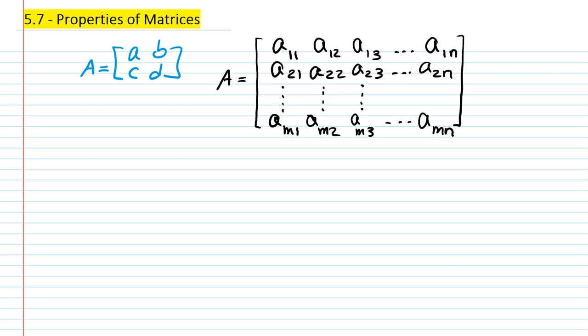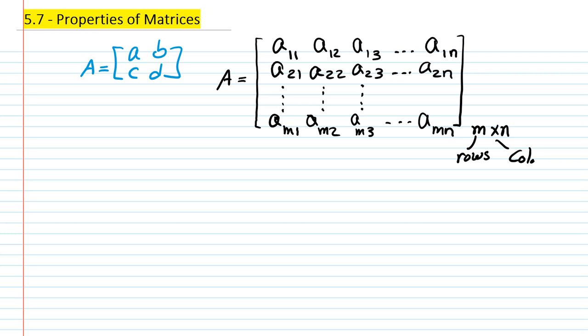Now remember, every matrix has a size, order, or dimension. This one is an m by n matrix, meaning m rows, always rows followed by columns. So this one, columns will be n, rows by columns. So the order or size or dimension of this matrix is going to be m by n.